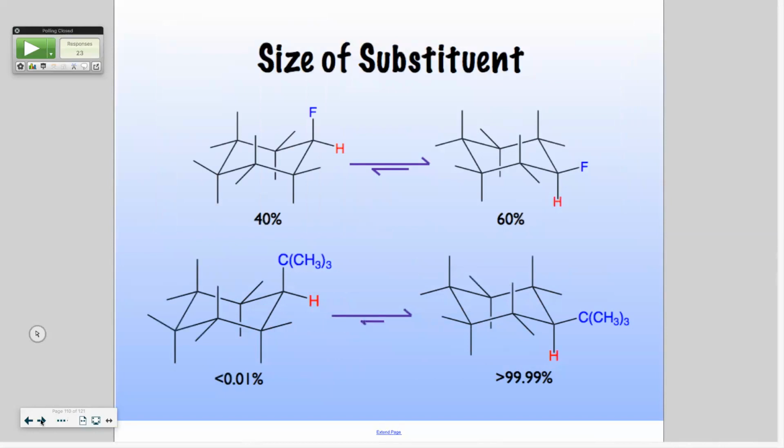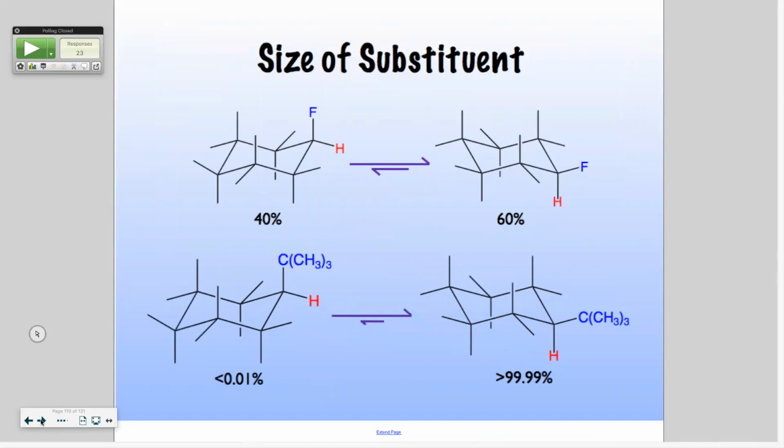Okay, so now let's change it up. Instead of having a methyl there, what if I have a fluorine there? A fluorine is quite a bit smaller than a methyl group. It's only one atom and it's holding its electrons really tight. Notice that the difference is 40-60 now instead of 5-95.